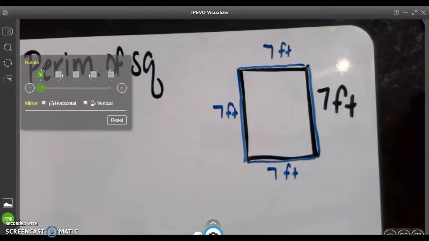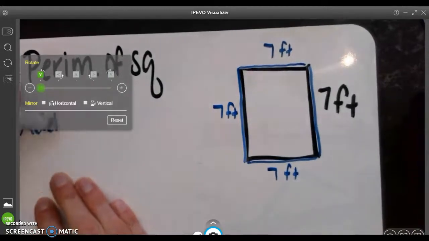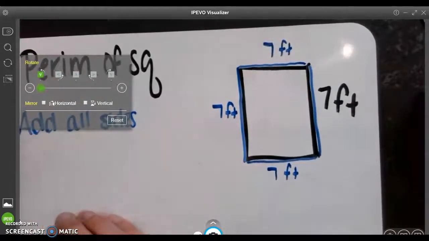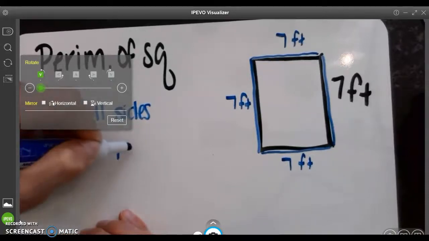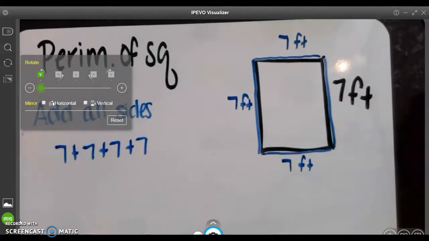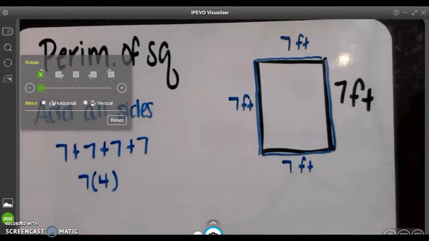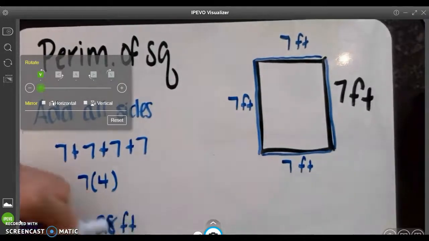So in order to find perimeter, the general formula for perimeter is to add all sides. So we can do that with any figure. For this figure specifically, it's 7 plus 7 plus 7 plus 7 because there are 4 sides. And if there are 12 sides and they were all 7, you could add 7 12 times. If all the sides are the same, a shortcut, and we'll see this again later in the unit, is just to multiply by the number of sides. So the perimeter here is 28 feet.